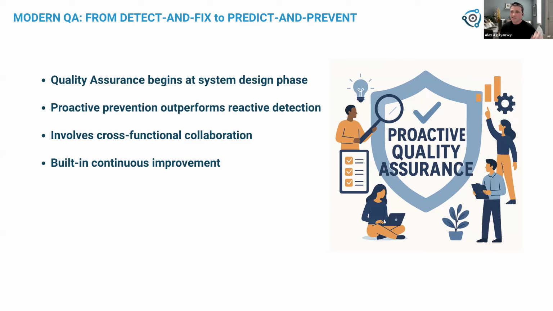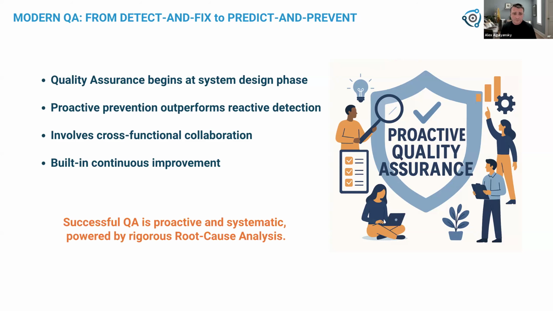From biggest managers to the simplest engineers. And it has the built-in continuous improvement in its core, which is very important. And continuous improvement, in my mind, I see that as continuous learning as well. And one of the pieces, like we talked about, of successful QA, which is proactive and systematic, is root cause analysis. It is a big portion of it.